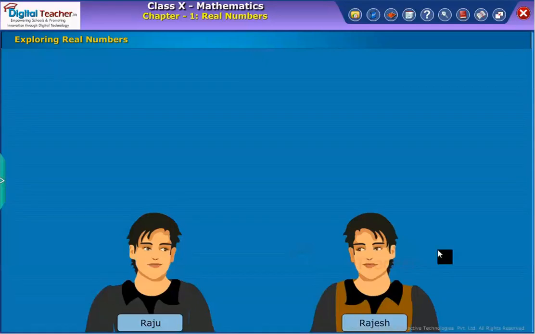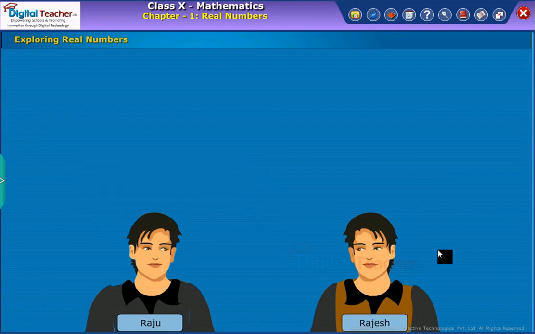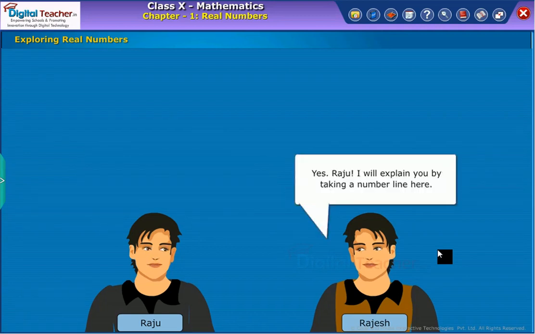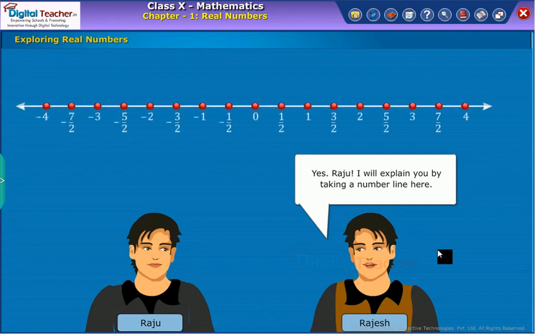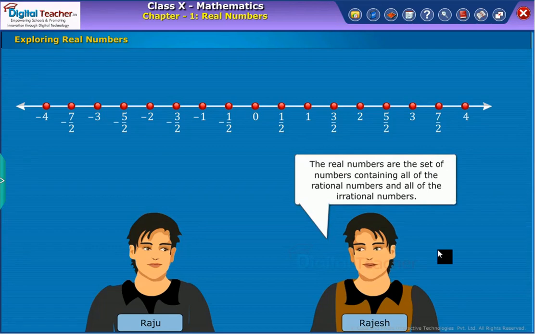Let us see a discussion between Raju and Rajesh about real numbers. Rajesh, are all integers also included in real numbers? Why? Yes, Raju, I will explain by taking a number line here. The real numbers are the set of numbers containing all of the rational numbers and all of the irrational numbers.